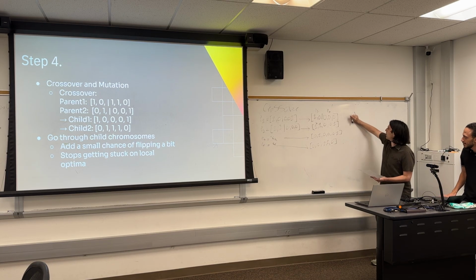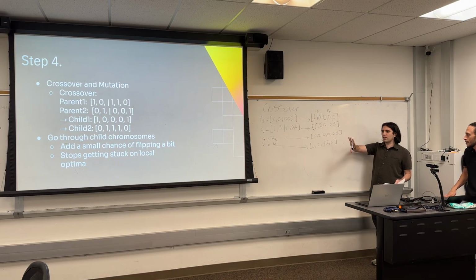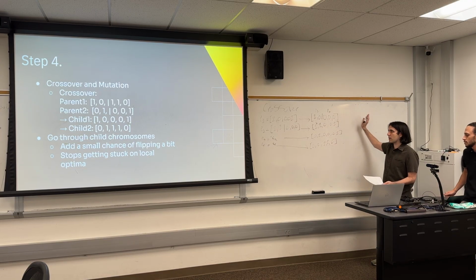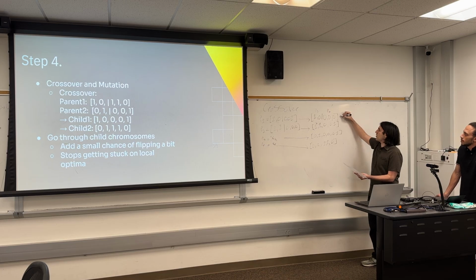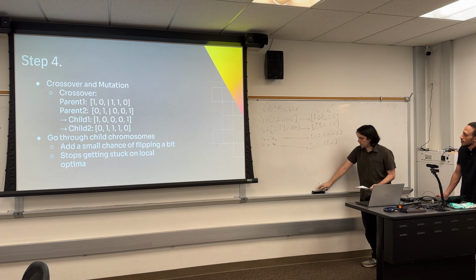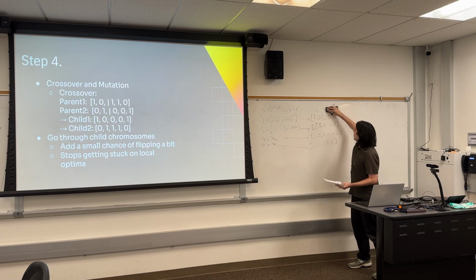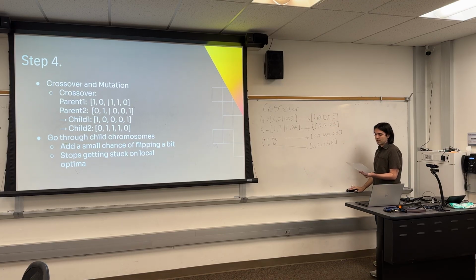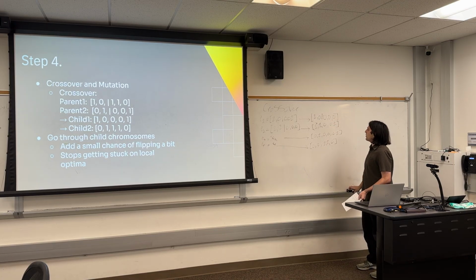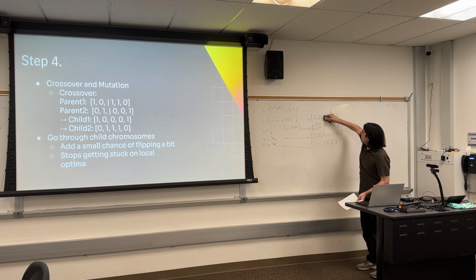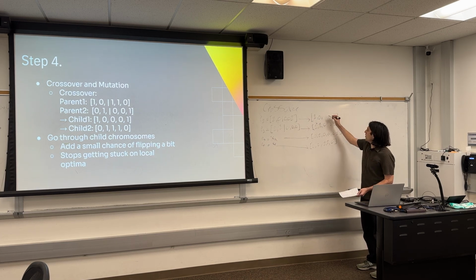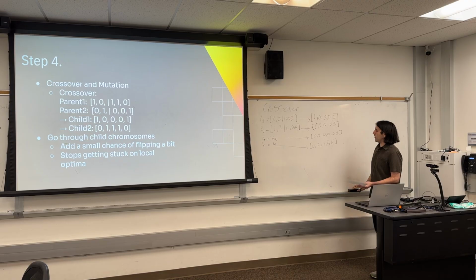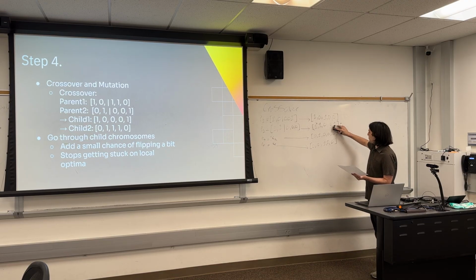Now we need to add mutation. This is what's going to make our next generation at least a little different. So what I'm going to do is randomly flip some bits. I'm just going to look at this one. I'm going to flip this one right here. Randomly flip that one. Then I'm also going to randomly flip this one.